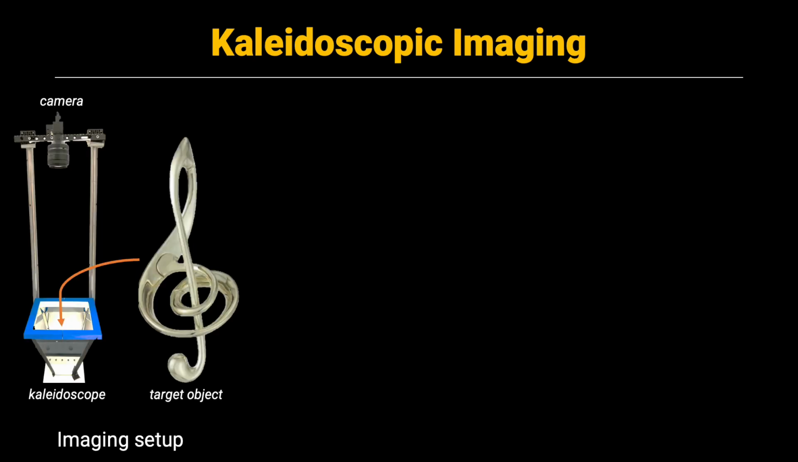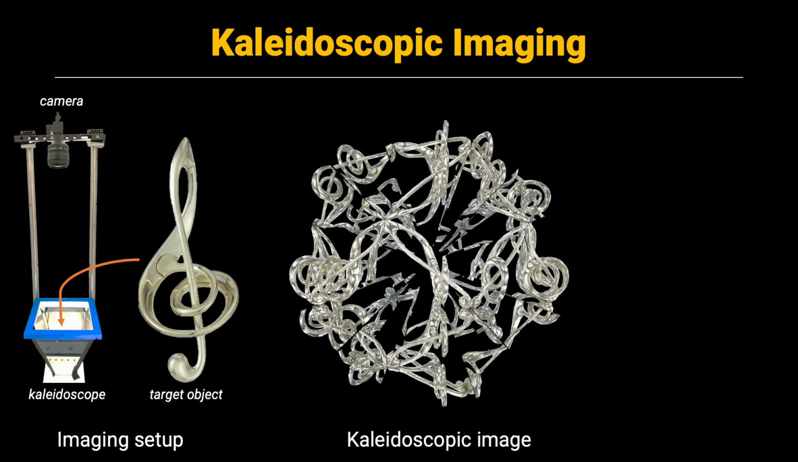A simple way to achieve the full surround coverage is using kaleidoscopic imaging, which consists of a single camera and multiple planar mirrors surrounding the object. It allows us the full surround coverage by providing hundreds of different viewpoints from a single image.